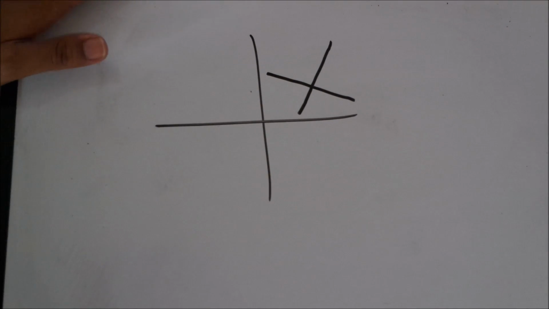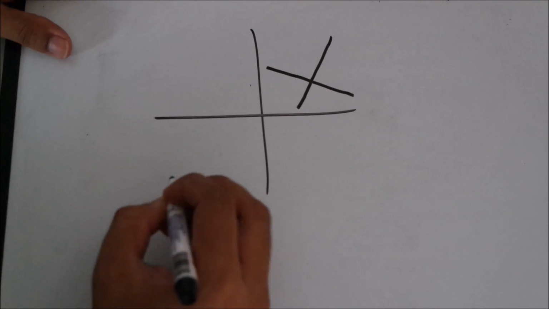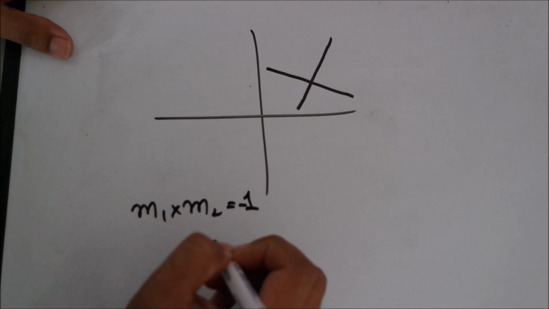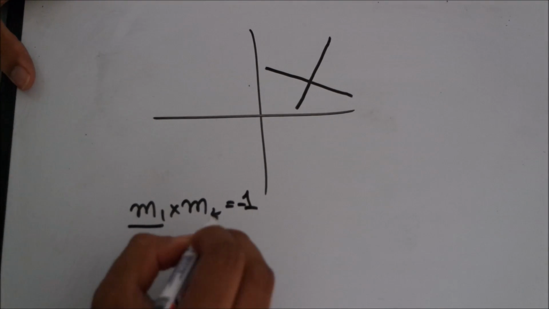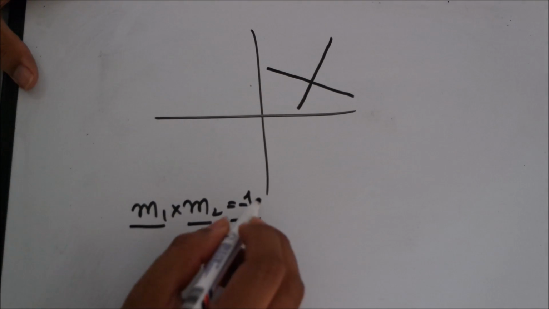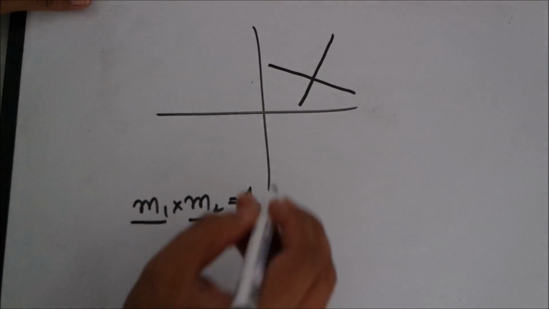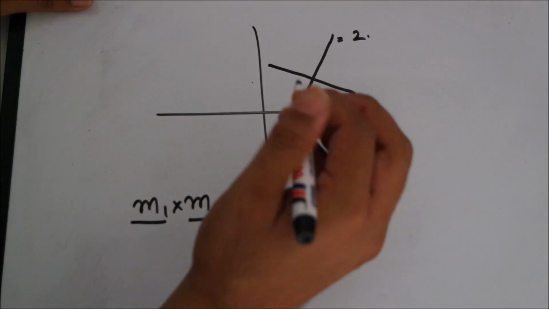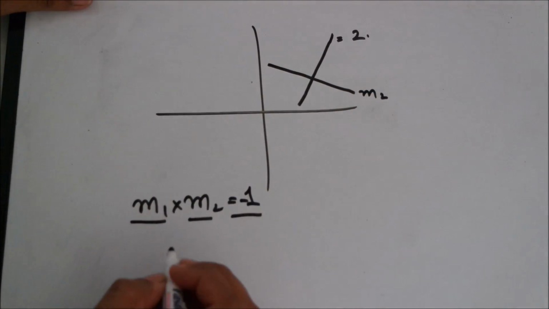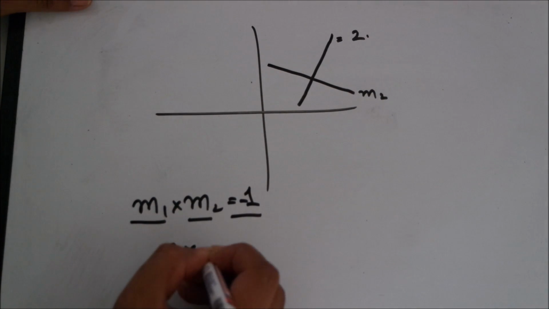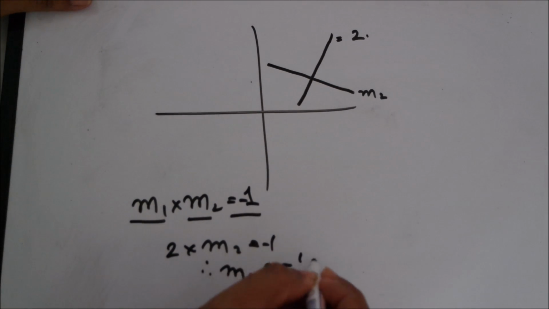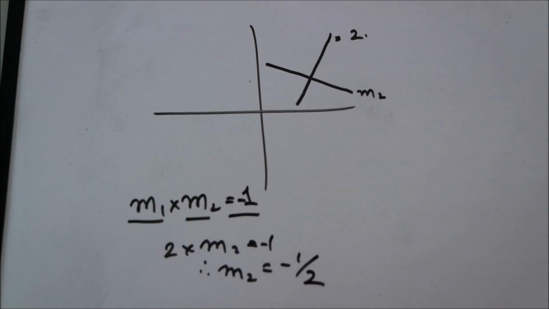So in this case, what you need to do is remember another formula, that is m1 into m2 equals minus 1. The gradient of the first line into the gradient of the second line is always equal to minus 1 because they are perpendicular to each other. So say if the gradient of this line is equal to 2, and you need to find the gradient of this one, which is m2, simply multiply 2 into m2 equals minus 1. Therefore m2 would be minus 1 by 2. So this is how you find the gradient of a perpendicular line.